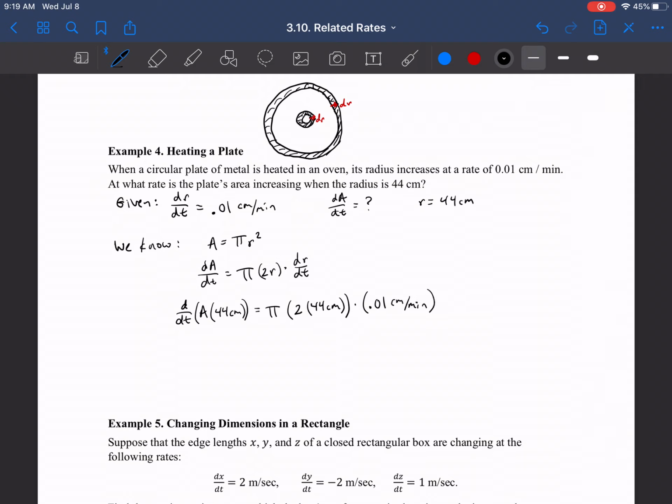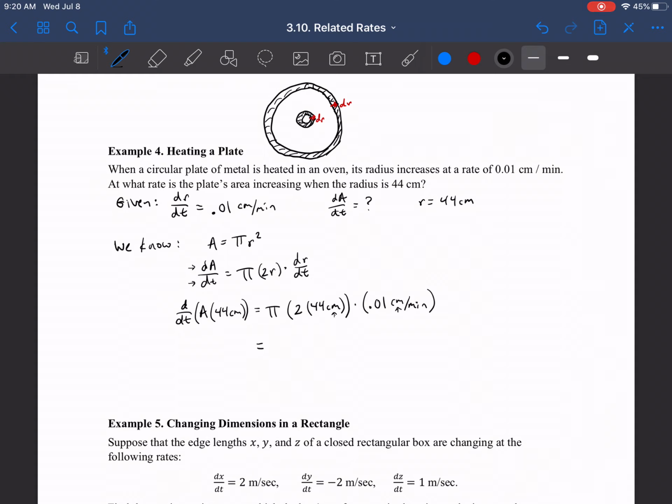Now, remember, an area is a length squared. It would be like a meter squared or a centimeter squared or whatever. And you notice we'll have a centimeter here and a centimeter here, so we'll have a centimeter squared in the numerator. And so we'll have a centimeter squared per minute, which is what we'd want here. We want an area per time. So a centimeter squared per minute will fit. So this seems to work very nicely dimensionally.